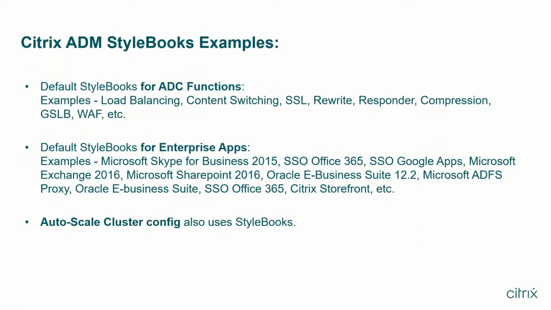Some of the examples of default Stylebooks are LBCS, SSL Rewrite Responder, GSLB WAF for the ADC functions, and Microsoft Skype for Business, SSO Office, Google Apps, SSO Google Apps, Microsoft SharePoint, etc. for enterprise apps. Even internally, the autoscale config uses Stylebooks.